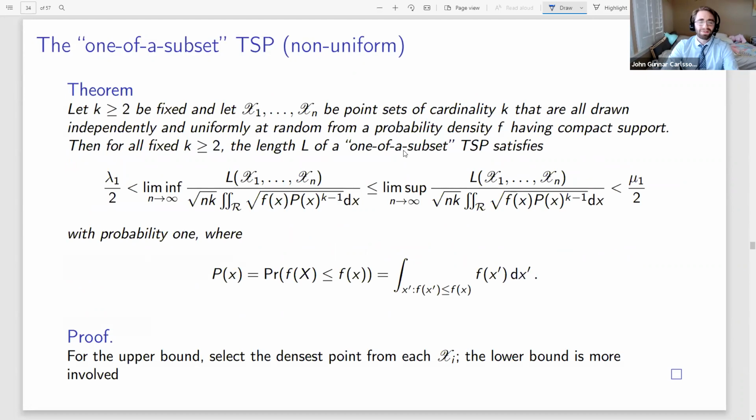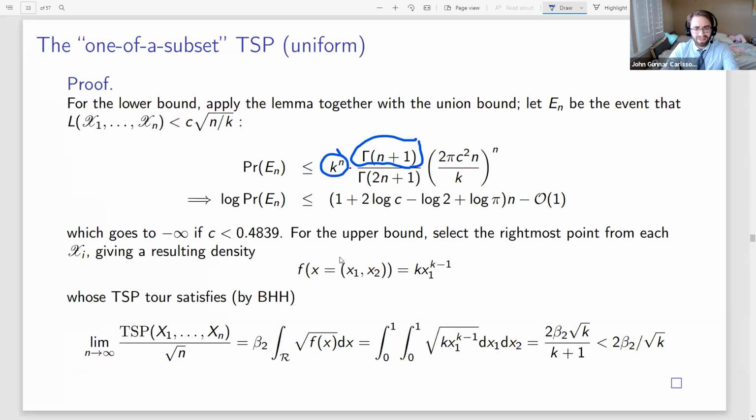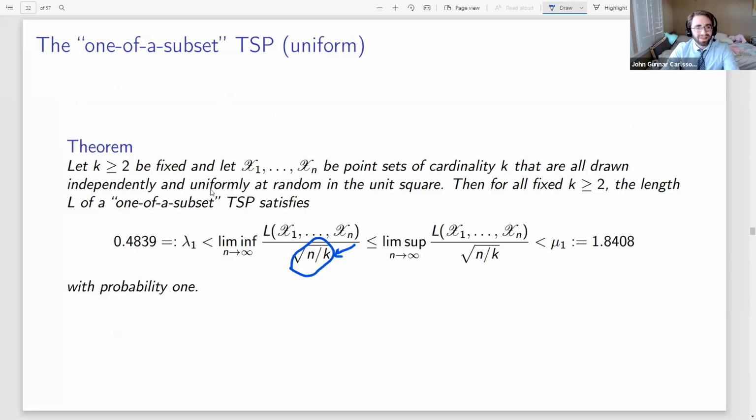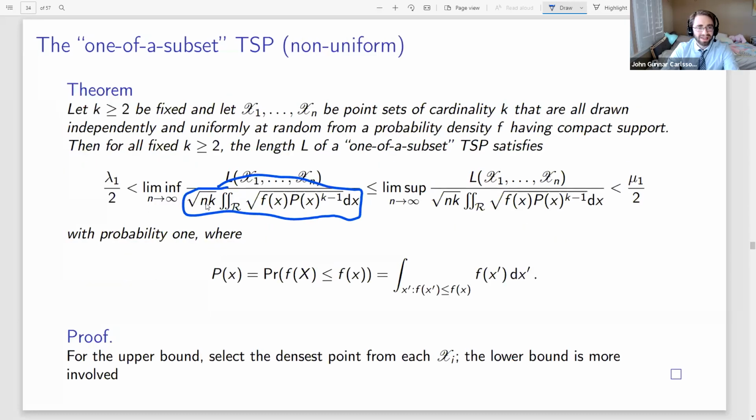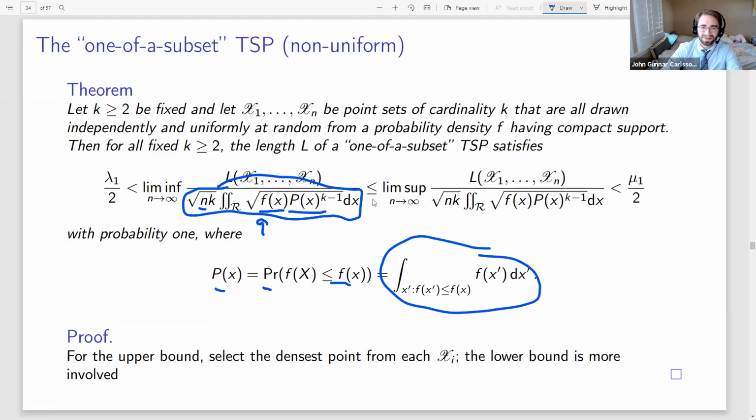We did this for the non-uniform problem too, and you get a really interesting looking function here. So for the uniform case, you have this root n on k. For the non-uniform case, you have square root of n times k, and then times this integral. It's the square root of the distribution of these points, and then times this thing, which I'm calling p. And p is the probability that the density happens to be less than a certain value here. It's an integral over here. So it's kind of an ugly integral, but it is a closed form solution, which we were pretty happy with. So that's the one of a subset TSP.